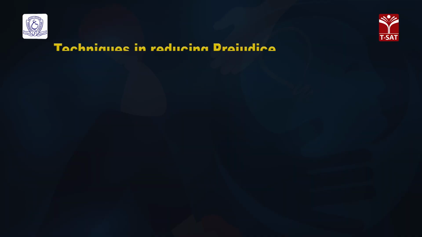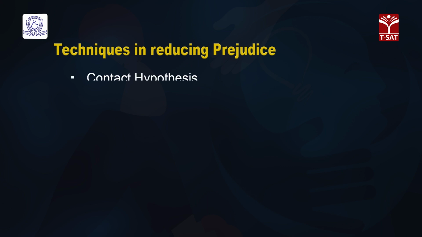In our previous classes, we have looked at what prejudice is, causes, sources, effects, and elements of prejudice. But how do we combat prejudice? In today's class, we will look at techniques in prejudice. And why do we need to look at techniques in prejudice? Why are they important? Now we will look at the different techniques in reducing prejudice. The first one is the contact hypothesis.